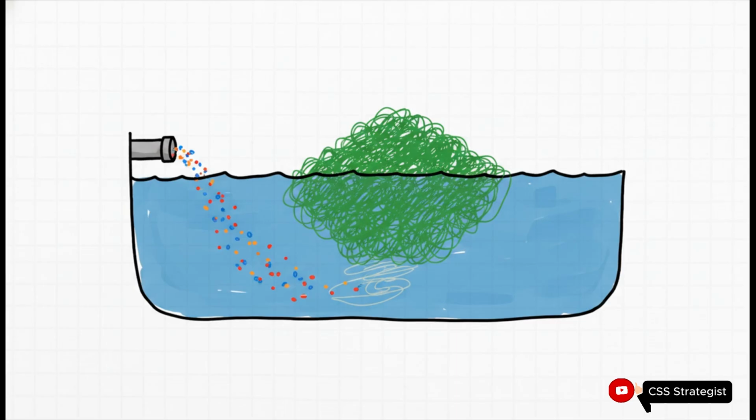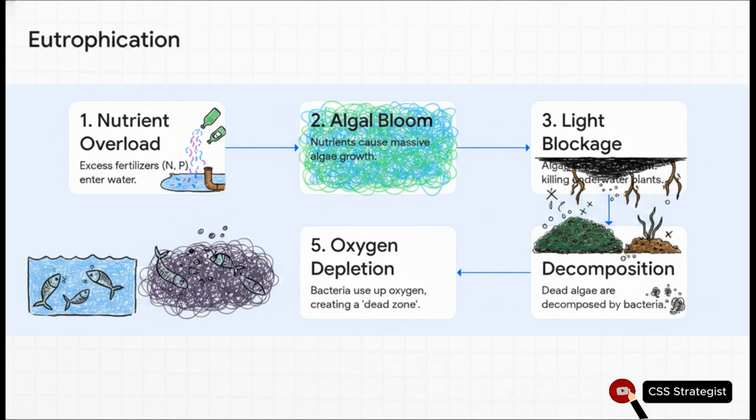Now, I want you to burn this term into your memory. Eutrophication. It is not just a fancy word. It's a key ecological process that you absolutely have to be able to explain, probably with a diagram in your exam paper. This shows you the devastating chain reaction, and it all starts so simply.